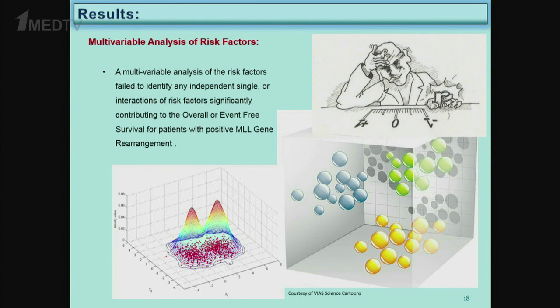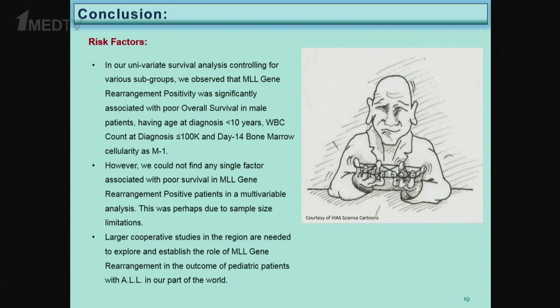So in multivariate analysis, we failed to identify any independent single risk factor or interaction of risk factors significantly contributing to the overall or event-free survival for patients with positive MLL gene rearrangement. In our univariate analysis, controlling for various subgroups, we observed that MLL rearrangement positivity was significantly associated with poor overall survival in male patients, with age at diagnosis less than 10 years, white blood cell count at diagnosis less than 100, and day 14 bone marrow cellularity as M1. However, we could not find any single factor associated with poor survival in MLL rearrangement in multivariate analysis. This was perhaps due to the sample size limitation. It was 13 patients of MLL rearrangement positive.